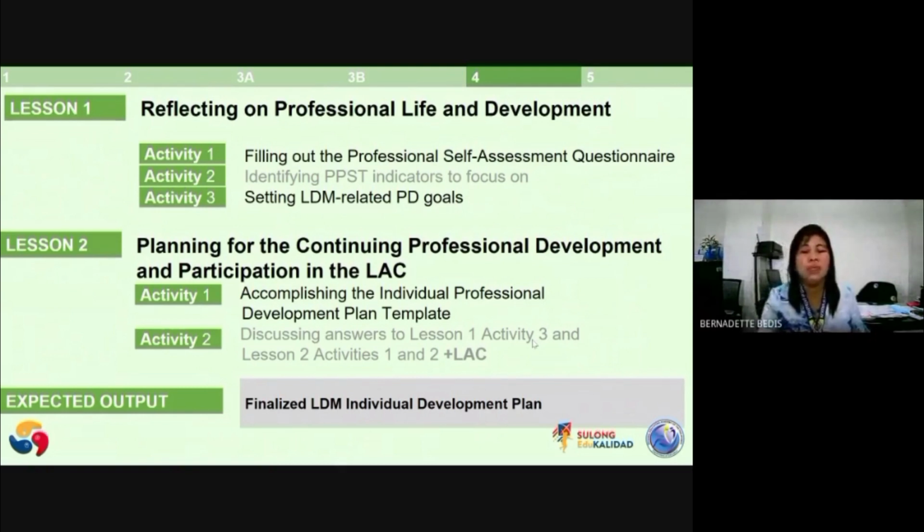Lesson 2, it's all about planning for the continuing professional development and participation in the LAC. The activity 1 is all about accomplishing the individual professional development plan template. Activity 2, discussing answers to lesson 1, activity 3, and lesson 2, activities 1 and 2, and the LAC. Expected output, finalized LDM individual development plan.